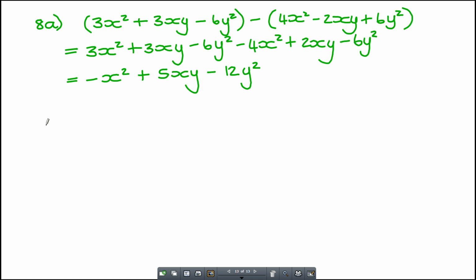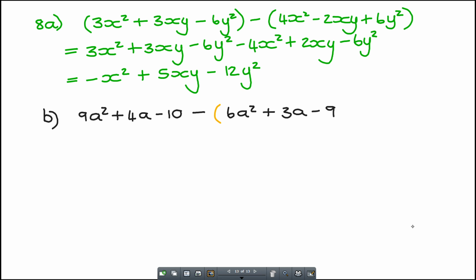Okay, right, then the last one at B, they say from 9a squared, what? So I know that comes first. So I'm going to say 9a squared plus 4a minus 10. So I knew that came first. Then subtract, so minus, and again, put in brackets, 6a squared plus 3a minus 9. One of you just said you did it in grade 7 already, no? Okay, so let's go multiply in that bracket.